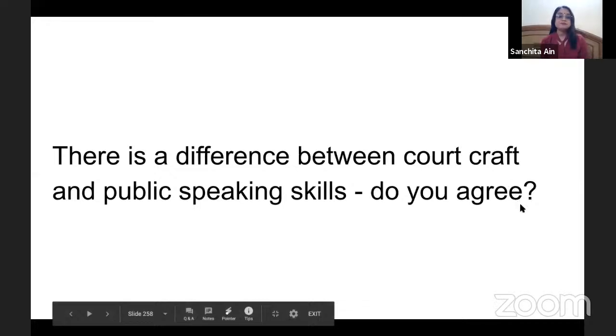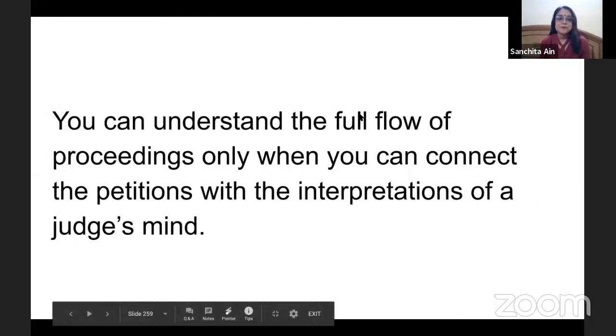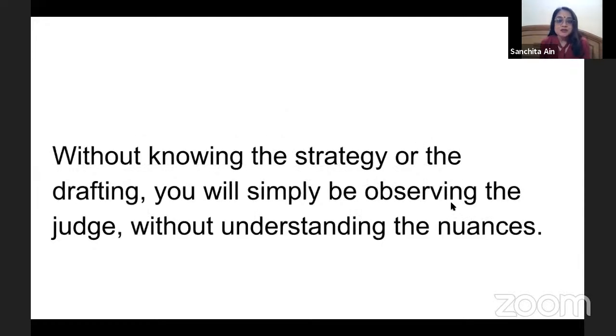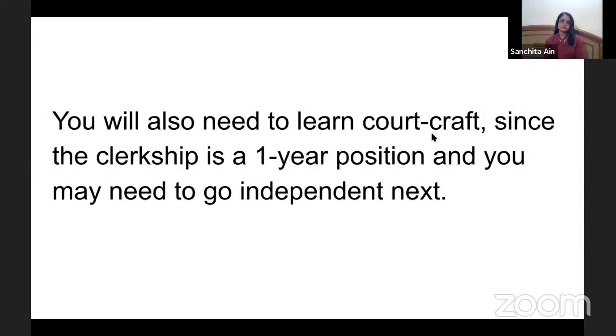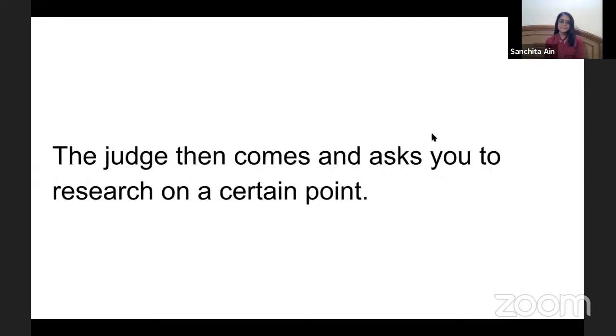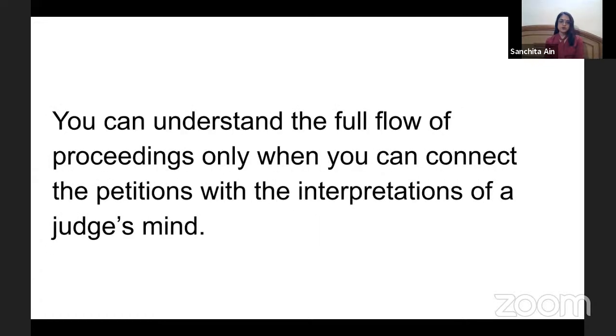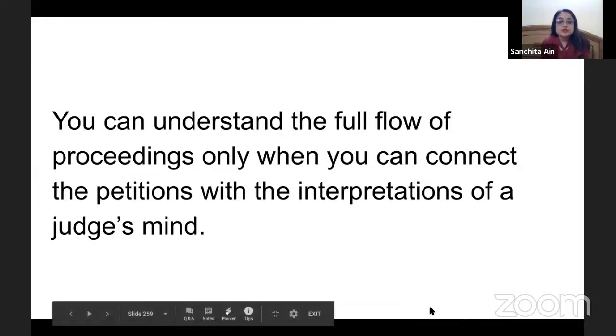There's a difference between courtcraft and public speaking skills. Do you agree? Somebody has to answer this question. Is there a difference between courtcraft and public speaking skills? Okay, so some of them are agreeing that there is. You can understand the full flow of proceedings only when you can connect the petitions with the interpretations.